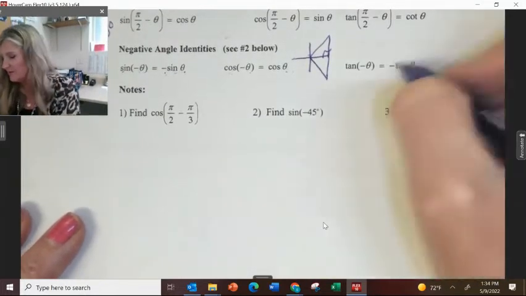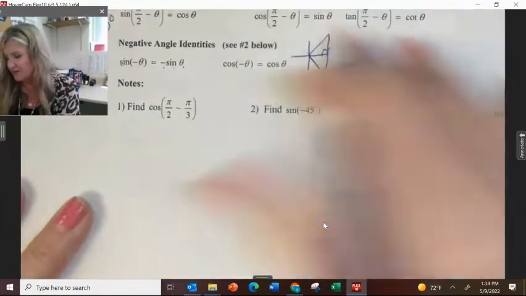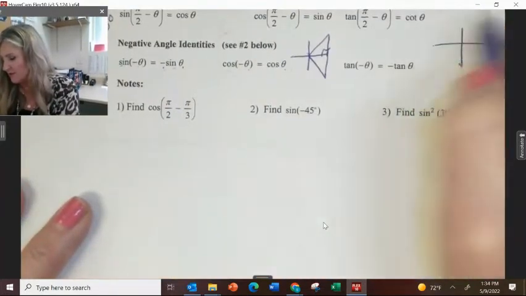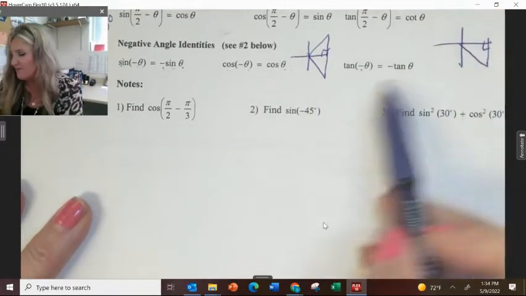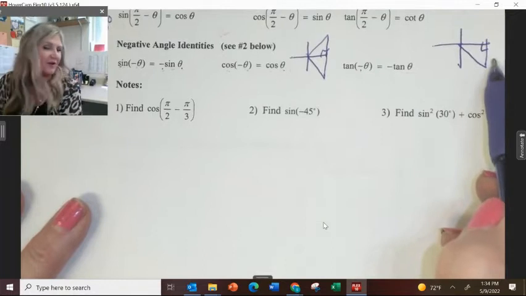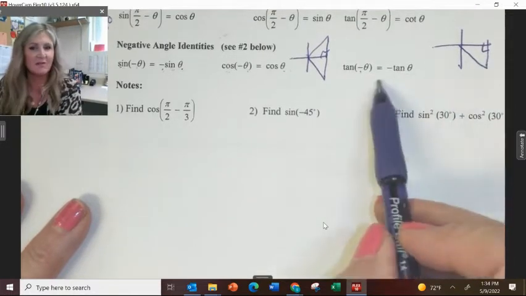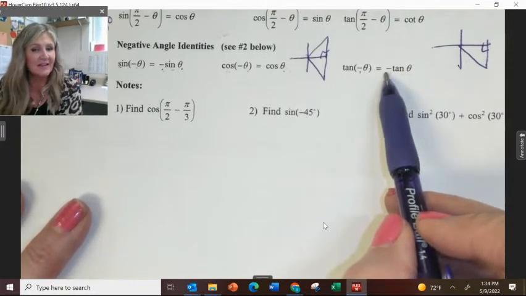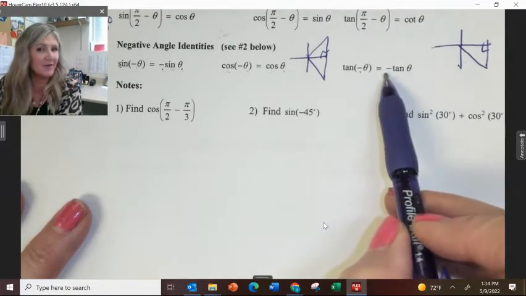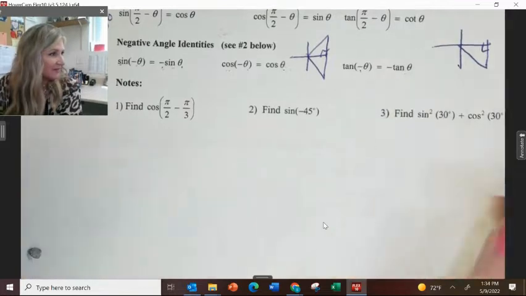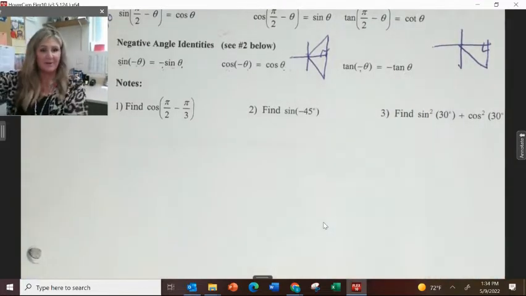All right, let's do this one. You guys don't even need to be writing all this down. I'm just kind of showing you why these work. The tangent of negative 45. Let's use 45. What's the tangent of negative 45 degrees? Negative 1. Is it the same thing as what's the tangent of positive 45 degrees? But then you would have to make it a negative to make them equivalent. Okay, that's all we're saying here.